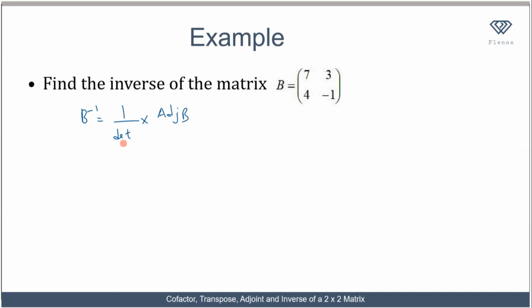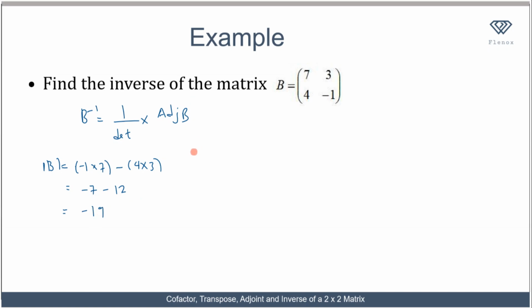So we first have to find the determinant of the matrix. The determinant of B will be equal to minus 1 times 7, this diagonal here, then minus, you have 4 times 3, the other diagonal. So you have minus 1 times 7 minus 4 times 3, and that gives me minus 7 minus 12. That is minus 19. So the determinant is minus 19.